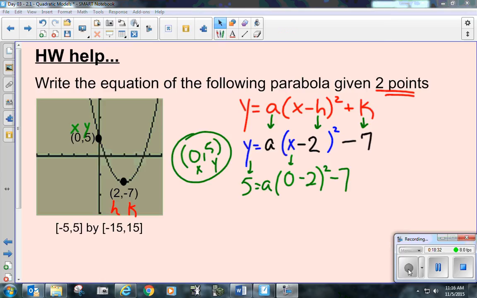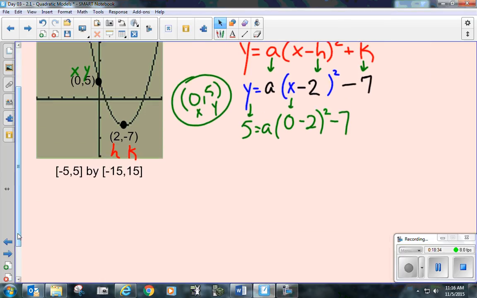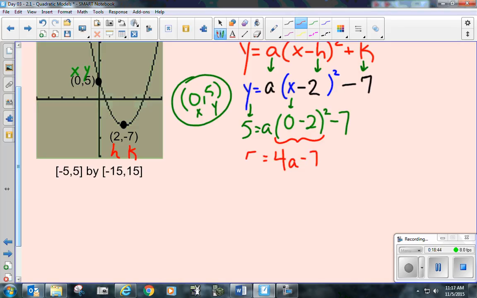Yeah, I would square, what is this value right here? Negative 2 squared. It's positive 4 times A, right? This is going to be 4A minus 7 equals 5. And now, yes, I would add 7. If I add 7, what is 5 and 7? 12. So 12 equals 4A. 4A equals 3. You got it.